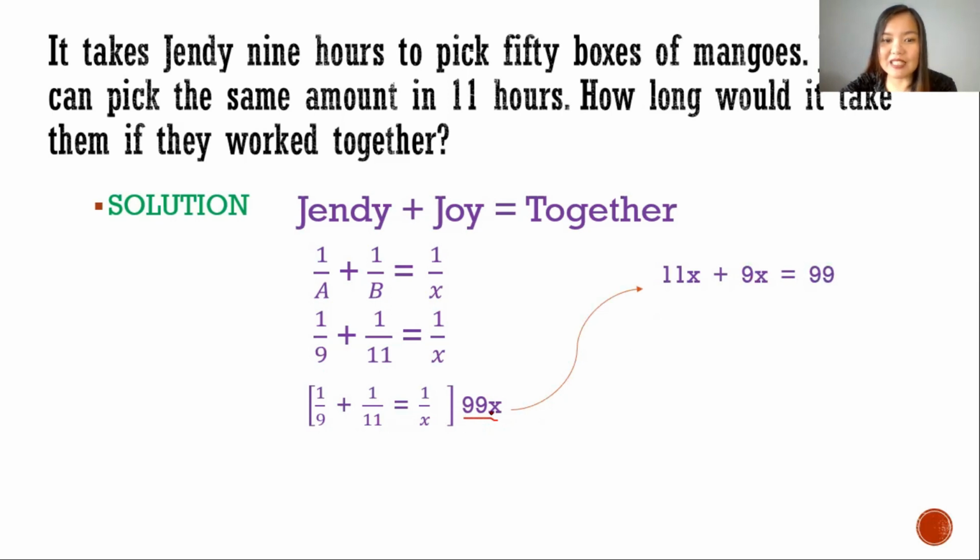Why? 99x divided by 9 is 11x. 11x times 1, that's 11x. Okay, the next one, 99x divided by 11, that's 9x. 9x times 1, that's 9x. 99x divided by x is 99 times 1, which is 99. Nagets?